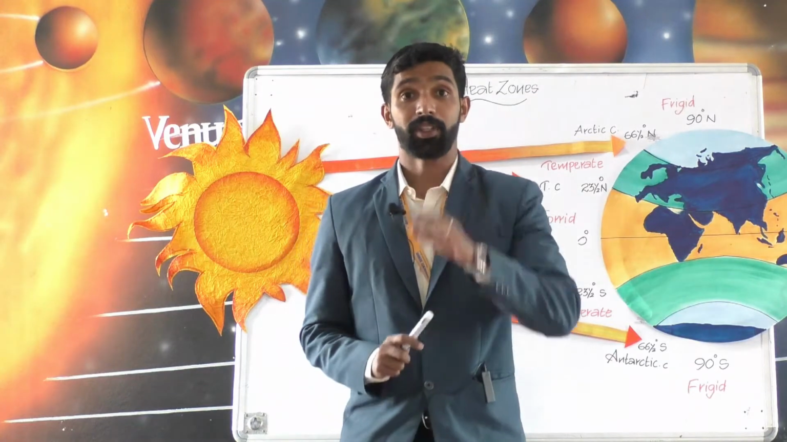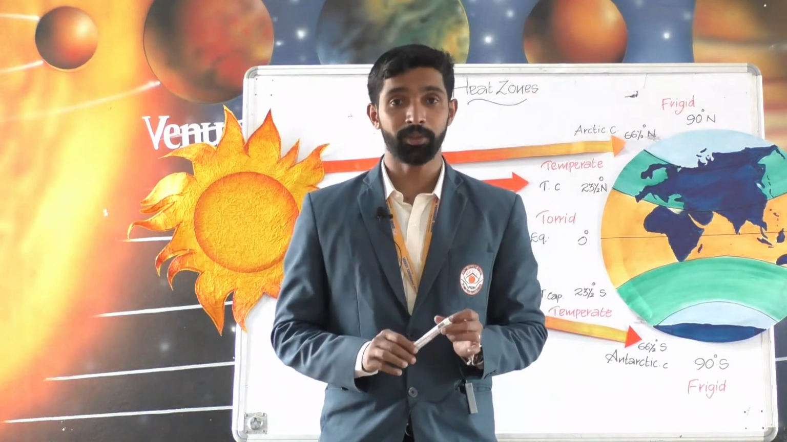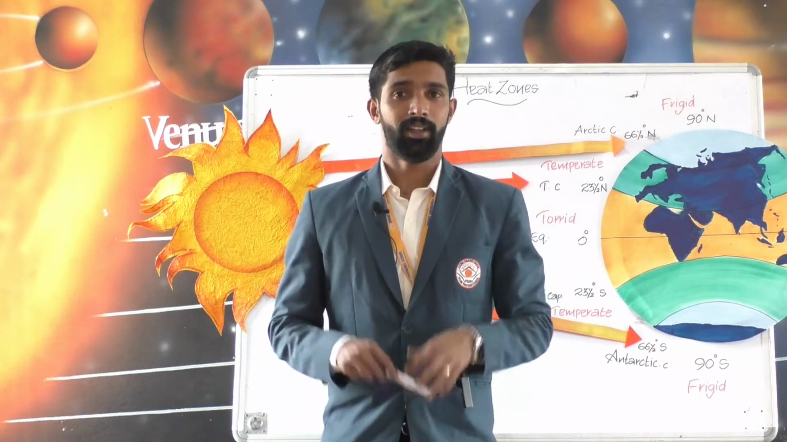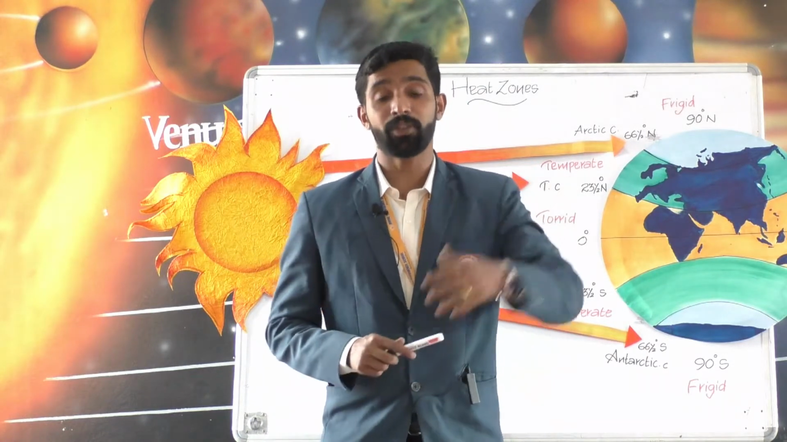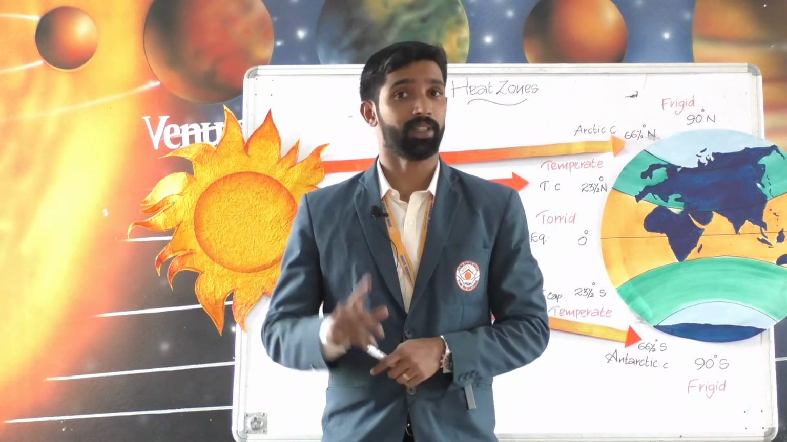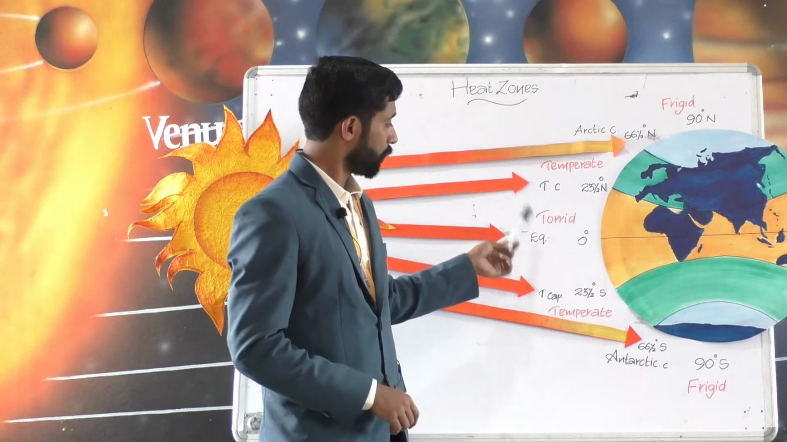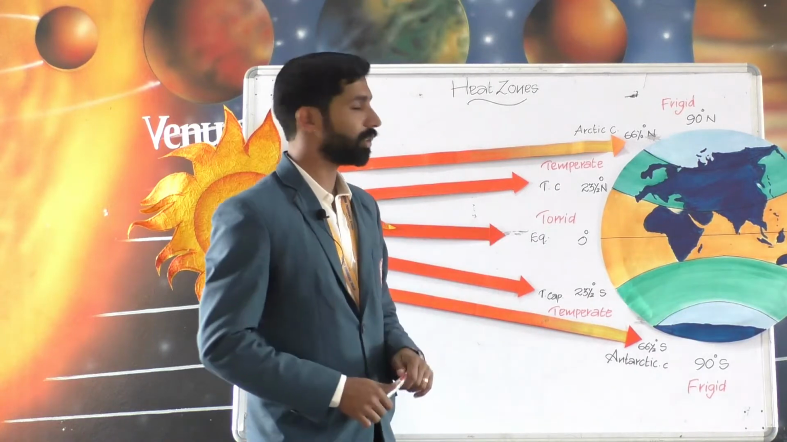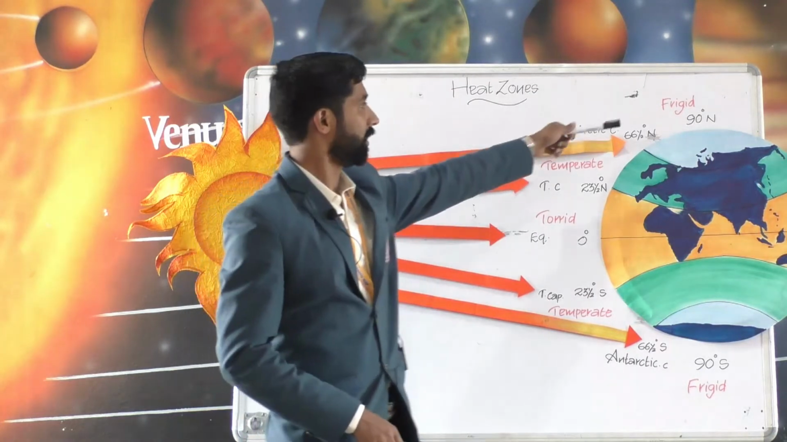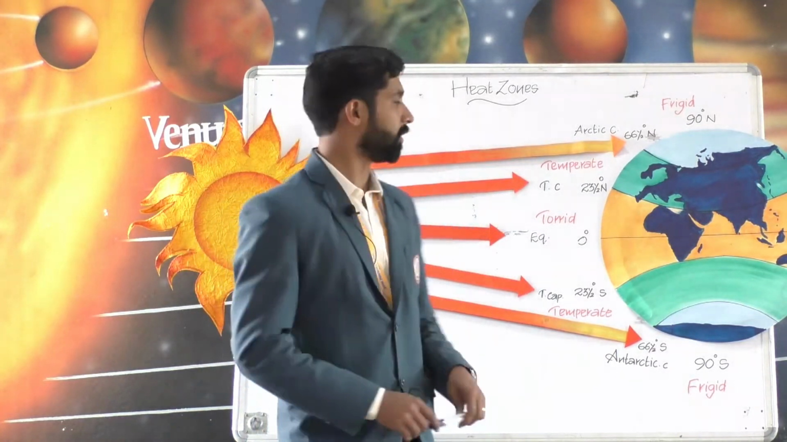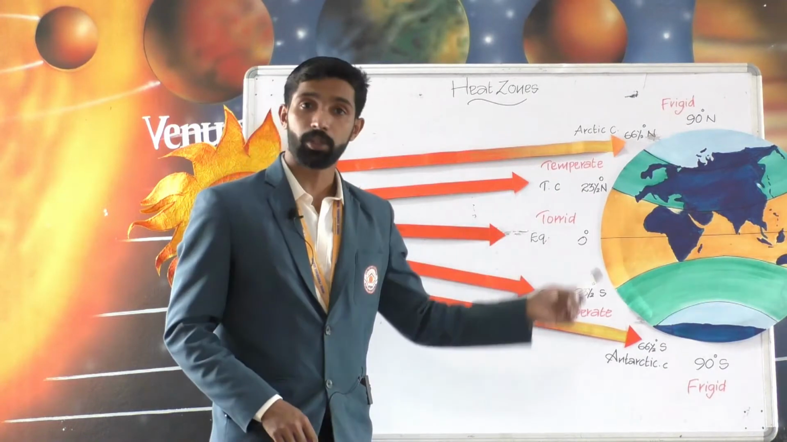Now we will discuss the heat zones. The earth can be divided into how many heat zones? 3 zones on the basis of the amount of heat received from the sun. First one is the torrid zone, the next is the temperate zone, and the last one is the frigid zone.